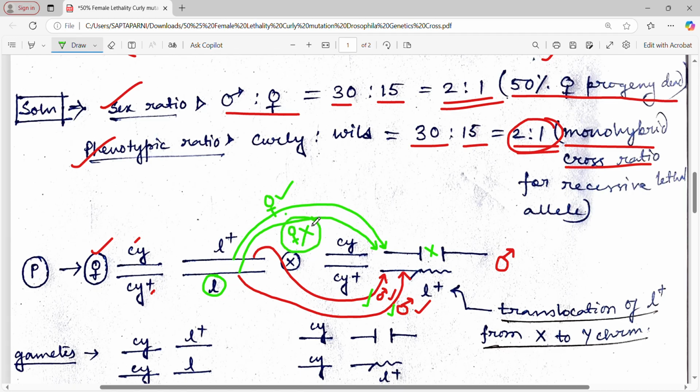Okay, so that is why we have generated this type of mutants in the parental generation, so that in the F1 generation 100% male progenies survive, but only 50% of females survive. Okay, so let's do the cross from this.